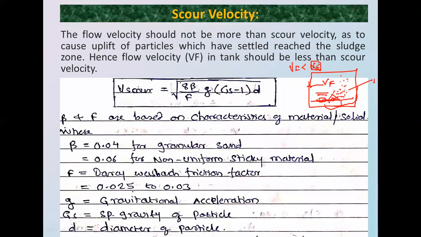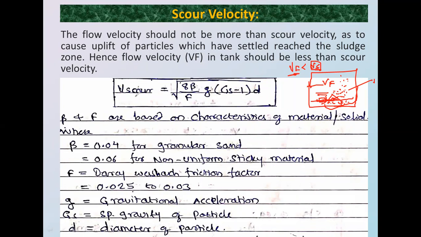Okay, जर ही स्कोर वेलॉसिटी पेक्षा ही जास्त असेल त्या केसमध्ये काय होईल, the suspended हे जे स्लज या ठिकाणी सेटल झालेले आहेत suspended particles in the form of sludge, there is chance that they will again re-enter into the stream or in the water.